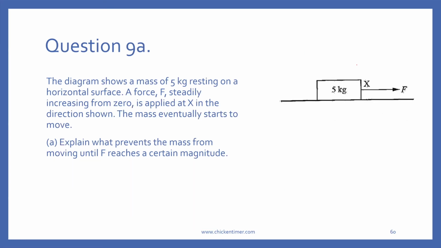So you have question 9A. Down here you have a mass of 5 kilograms resting on a horizontal surface. A force which steadily increases from 0 is applied at X in the direction shown. Then the mass eventually starts to move. It says explain what prevents the mass from moving until F reaches a certain magnitude. Make a wild guess. Okay, friction. Anything else?